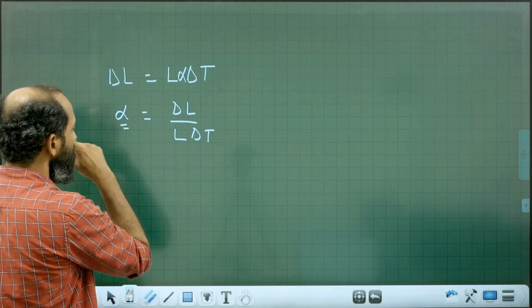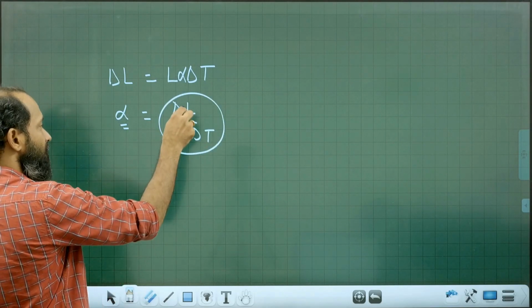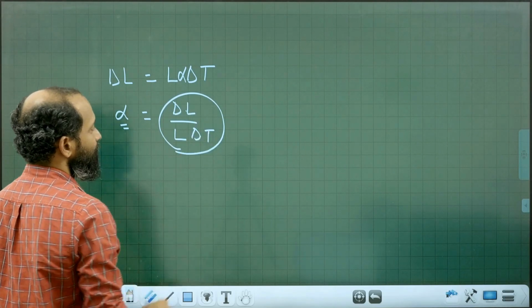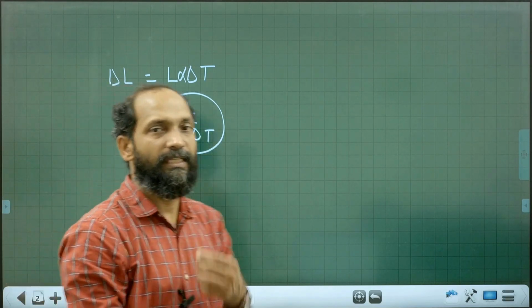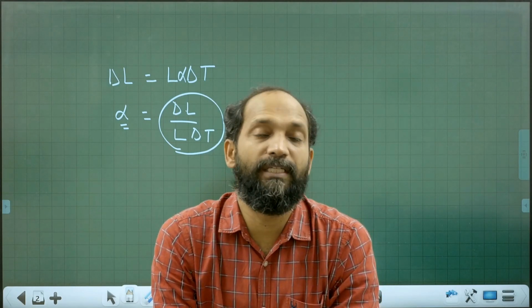Alpha is thermal expansivity. It can be defined as the fractional change in length for unit degree change of temperature.